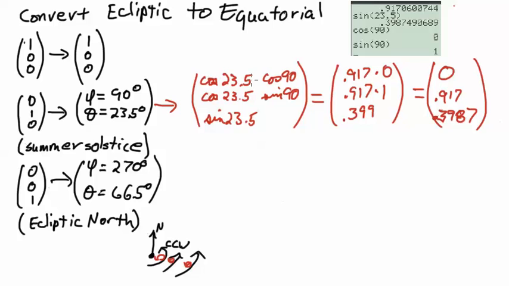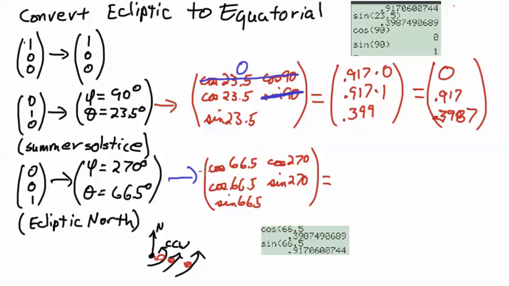Or if you prefer, you could just leave all the calculations in there. So sine of 90 is 1, so I can cancel that out and just have 0, cosine 23.5, sine 23.5. Now similarly, with the second vector, we're going to take cosine 66.5 and sine 66.5 and sine 270 to get, cosine of 270 is 0, but sine 270 is negative 1, so it'll be negative 0.3987. And the sine 66.5 will be 0.917. I guess if I'm rounding to 4 significant digits, that should actually be 0.9171.